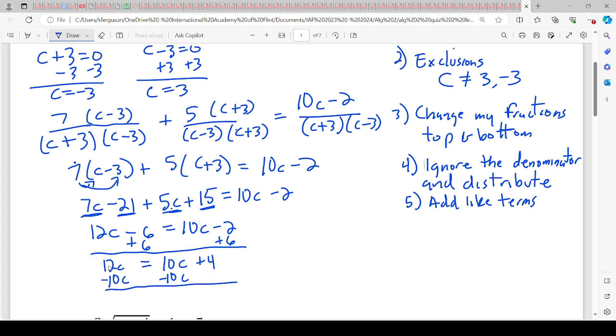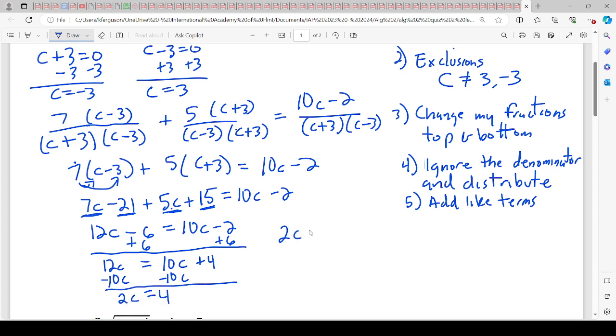It's brought to my attention, if you take 12c and subtract 10c, why don't the c's go away? It's the same. It's like saying I got 12 apples minus 10 apples. I'm still dealing with apples. So the word apples don't go away. So in this case, 12c minus 10c is 2c. So now I got 2c equals 4.